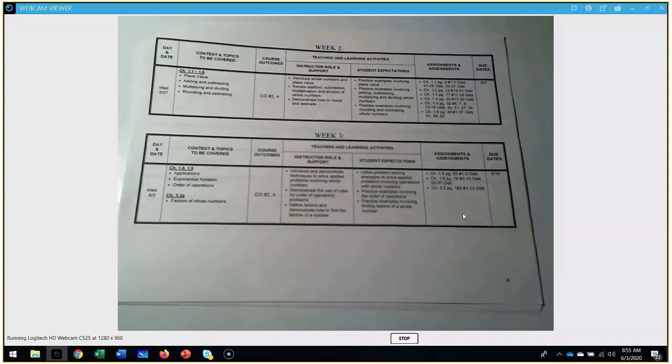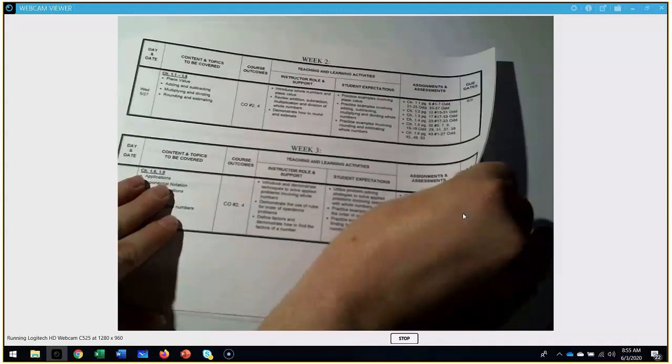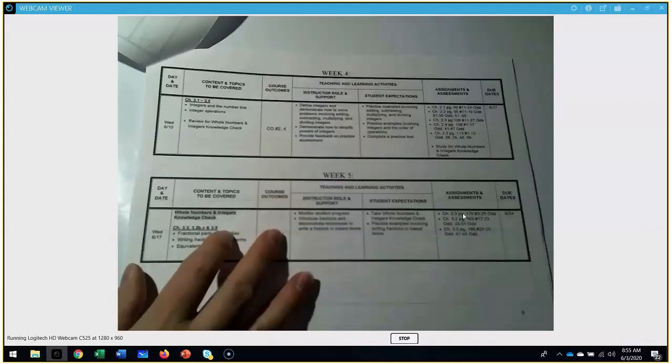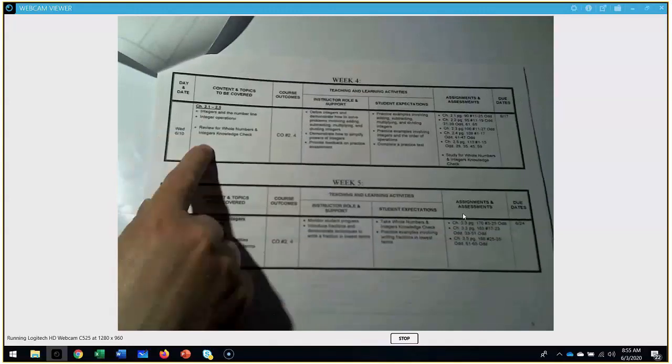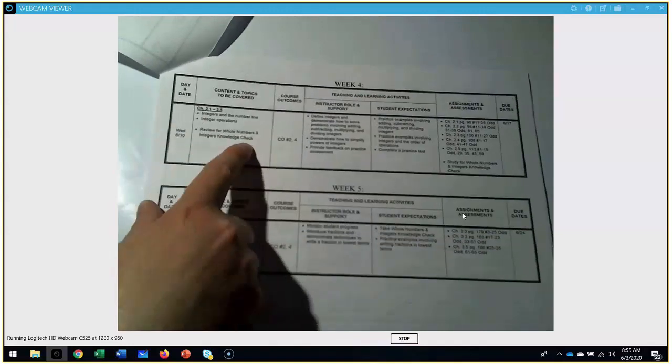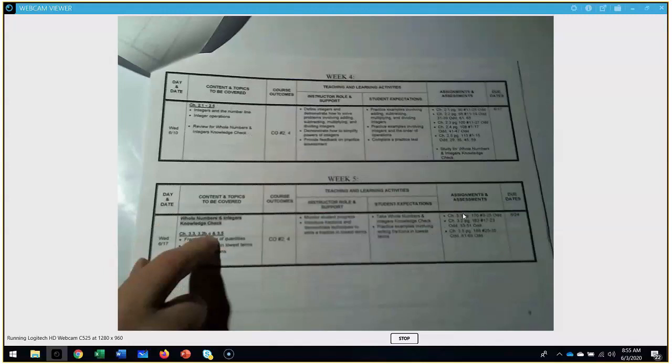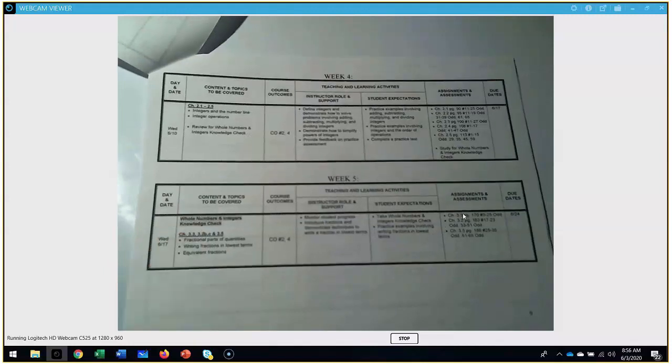Just as a preview for what's coming next week, take a look. We're going to wrap up the rest of this chapter and review for your first test. So your first test is coming in 2 weeks, just so you're aware.